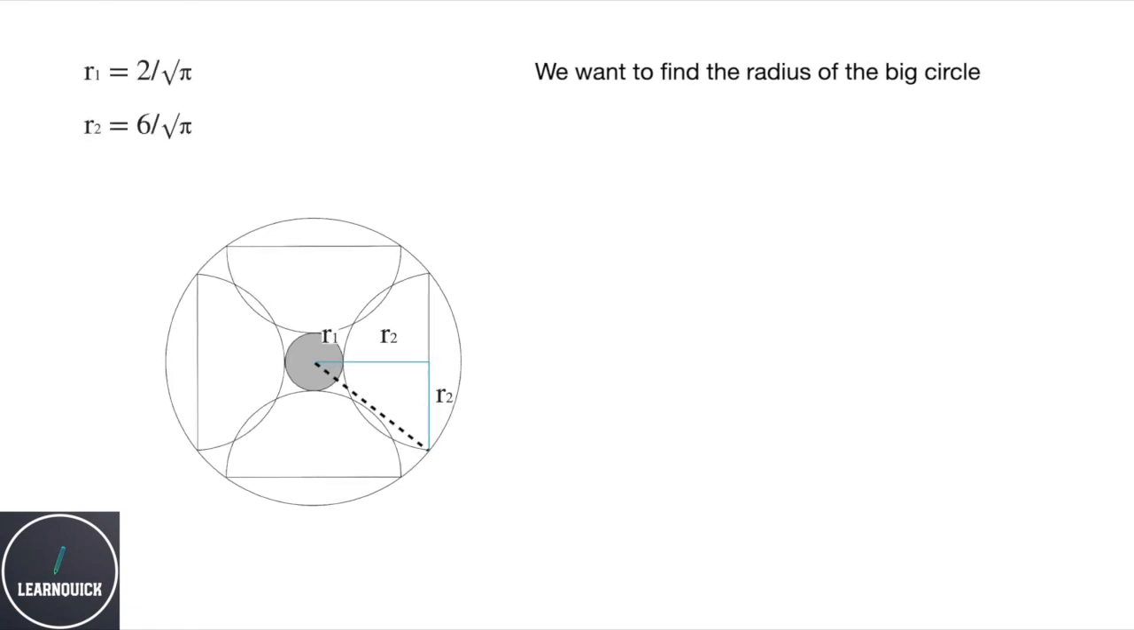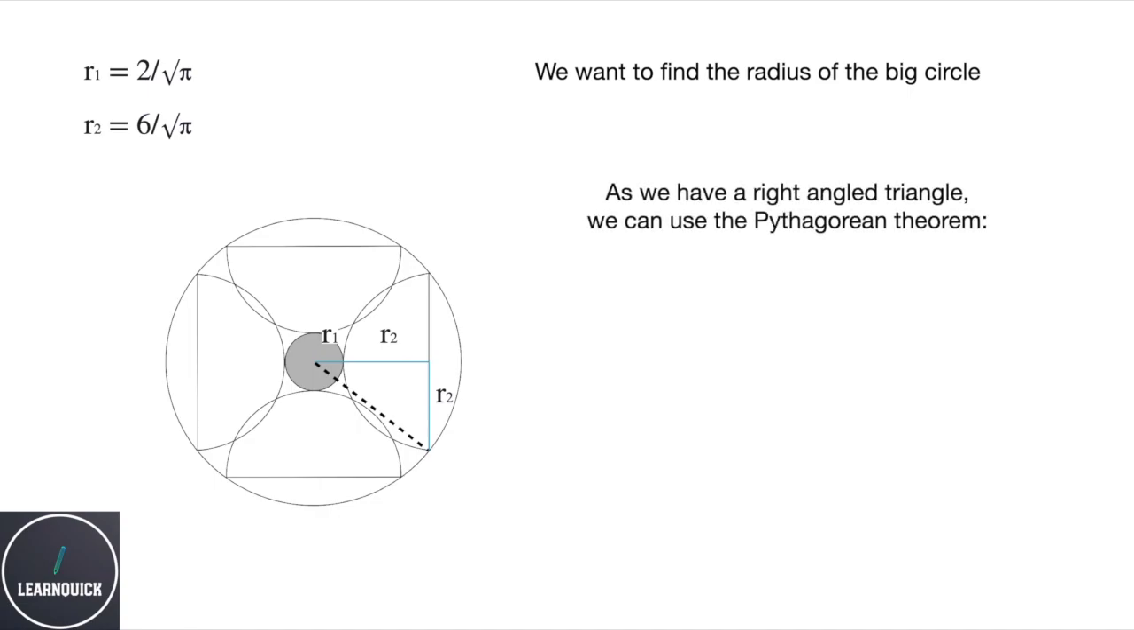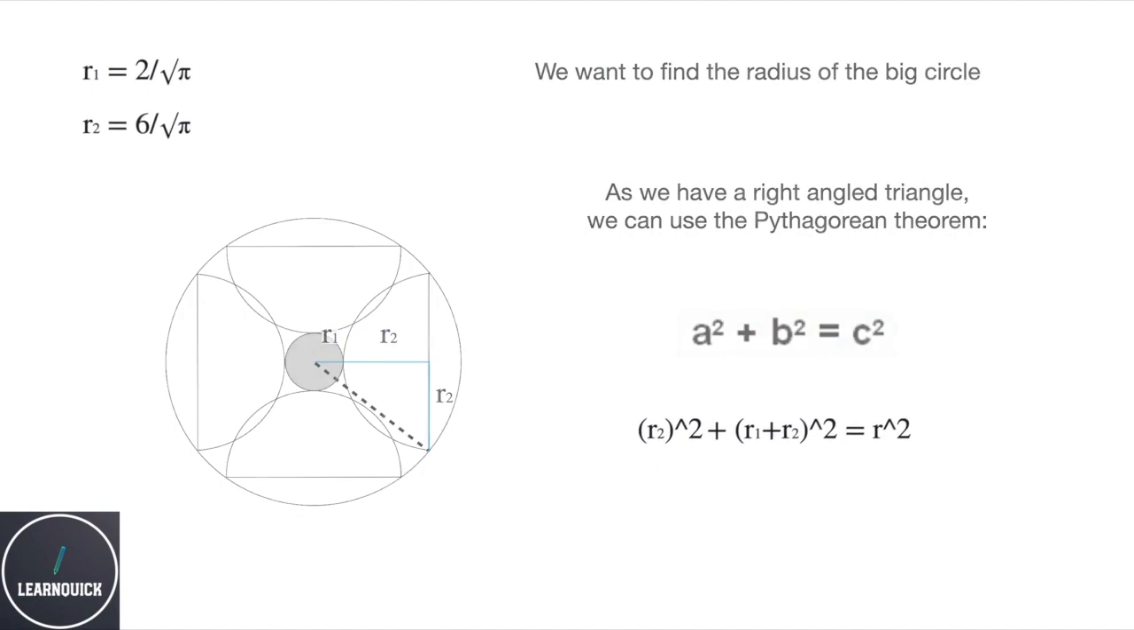Okay, so now we have the radius of the small circle and the radius of the semicircle. What we can see here is that if we arrange it like this, we've got a right angled triangle, meaning that we can use the Pythagorean theorem, which is a squared plus b squared equals c squared. In this case it will be (r1 plus r2) squared plus r2 squared equals R squared, which is the radius of the big circle.